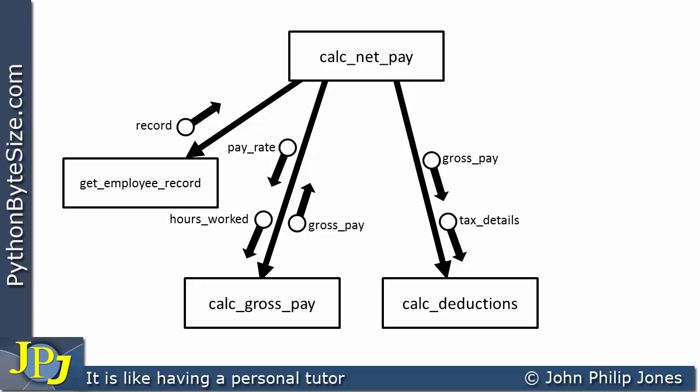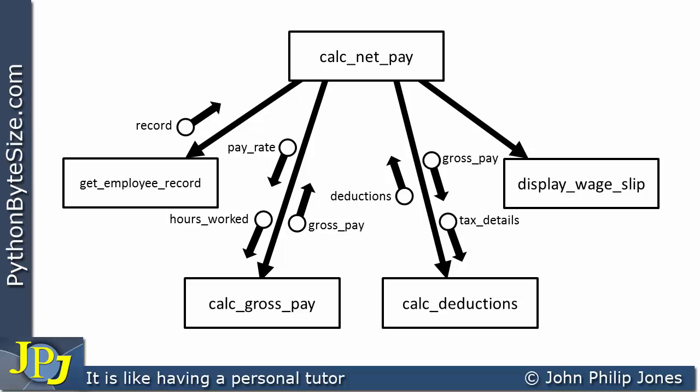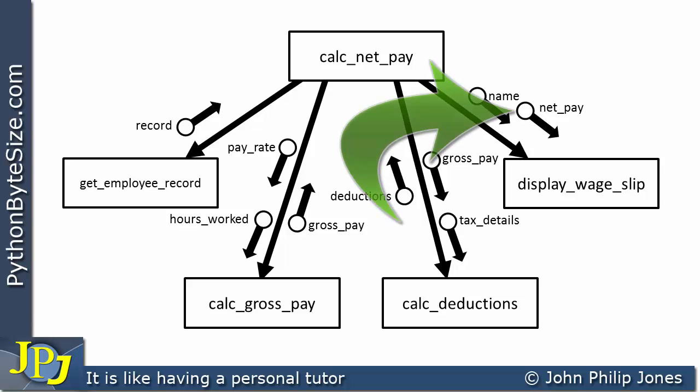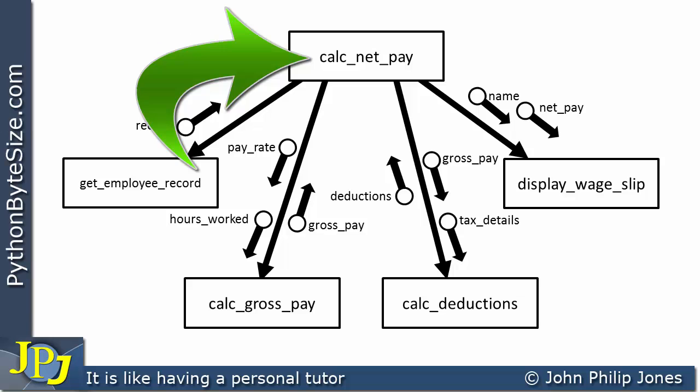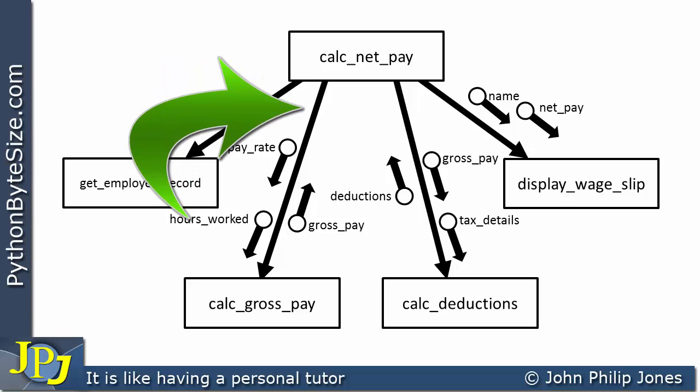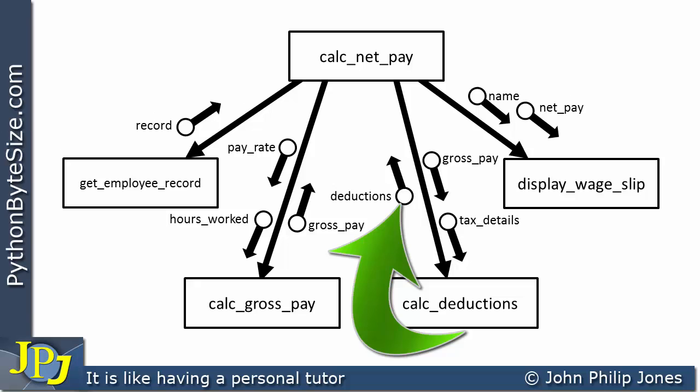And of course the calculate deductions will now calculate the deductions and return it to calculate net pay, and the calculate net pay will now call the display wage slip module, sending it the net pay that's just been calculated together with the name. And now, of course, the net pay was calculated inside the calculate net pay module from the gross pay and deductions that were returned to it. Now, this structure chart is slightly different from the previous one, but it implements the specification. So we can see here we actually have one less module.